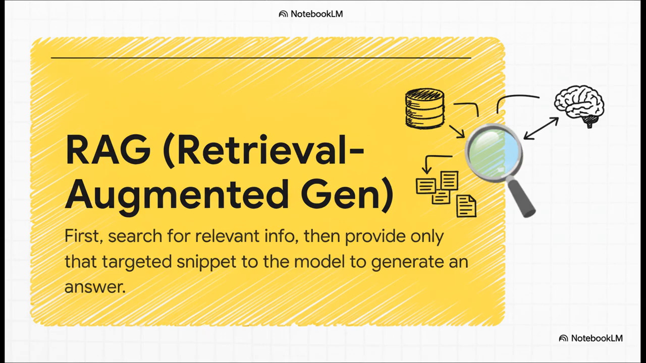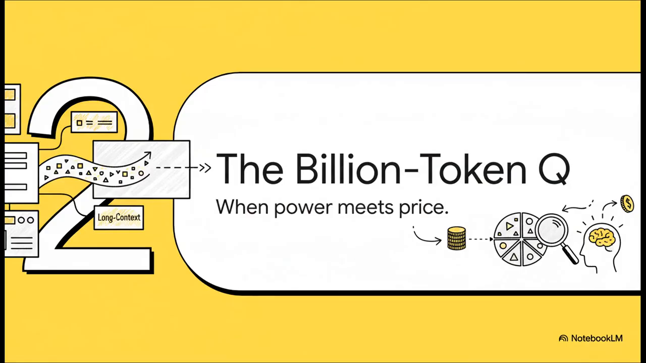Now, on the complete other end of the spectrum, you've got RAG. And RAG is like an expert researcher. It doesn't even try to read the whole library. No way. Instead, it does a super fast, targeted search to find the exact right paragraph on the right page of the right book. Then it just hands that tiny, super relevant piece of info to the model. It's this little two-step dance. First find, then think.